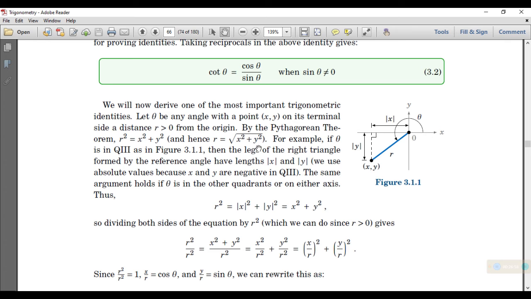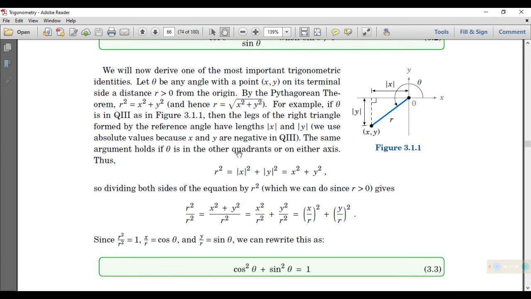This is from the Pythagorean theorem, which is also applied in the distance formula. So, for example, ang nakalagay natin dito, your angle is in quadrant 3, pero dun sa example ko, the angle is in quadrant 2. Ang radius naman natin, or ang distance natin between the 2 points, hindi yan magiging negative. So, laging positive yung distance or laging positive si radius. So, the same argument holds if theta is in other quadrants or on either axis. Thus, we have r squared is equal to x squared plus y squared.